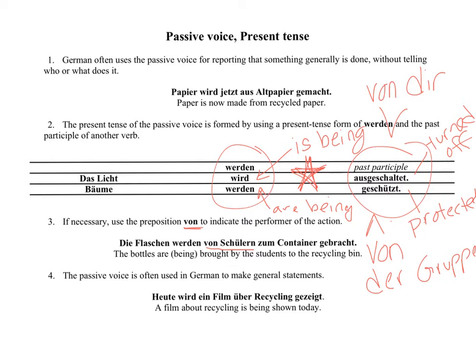So because this is used for the focus not being on who's doing something, but just that something is being done, it's often used in German to make general statements. Like, heute wird ein Film über Recycling gezeigt. So heute, today, a film about recycling is being shown. The focus isn't on who's showing it, why it's being shown, it's just that it's happening.